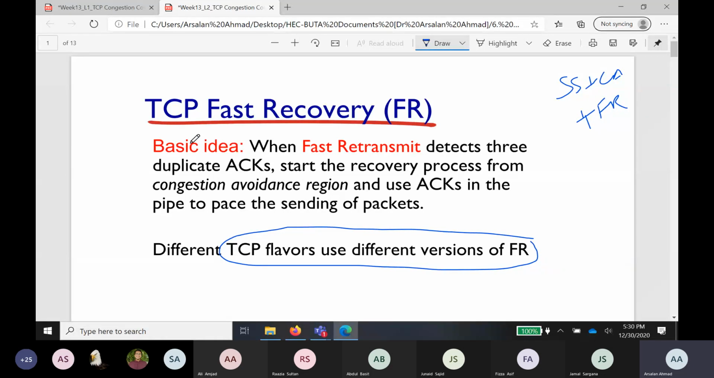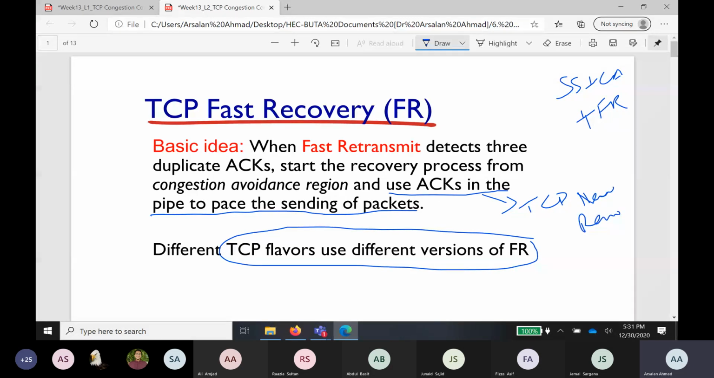So, what is the idea of fast recovery? When fast retransmit detects the 3 duplicate acknowledgements, you start the recovery process from the congestion avoidance region and use the ACKs in the pipe to pace the sending of packets. I'll comment later on the second half of the sentence. This is exactly the technique used by TCP New Reno, and I will comment on it when we study TCP New Reno.